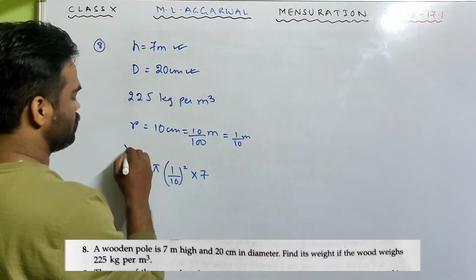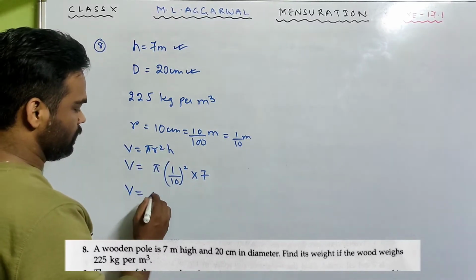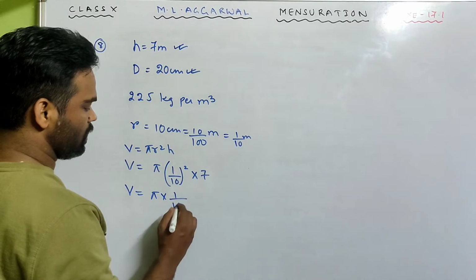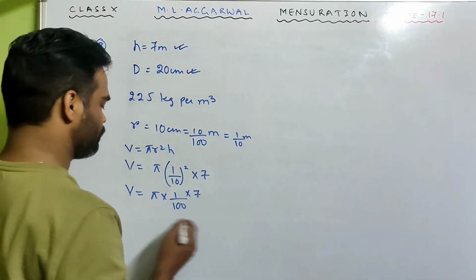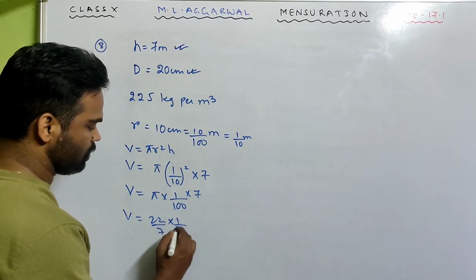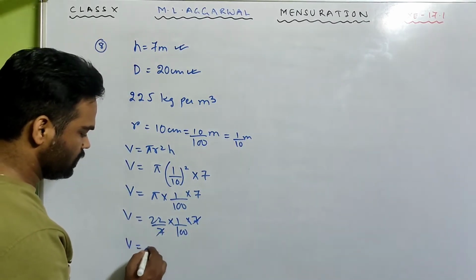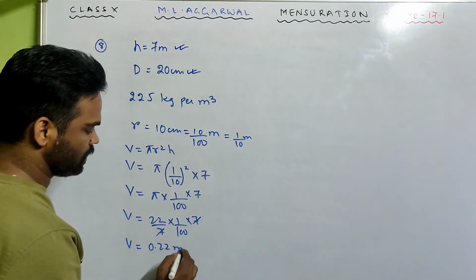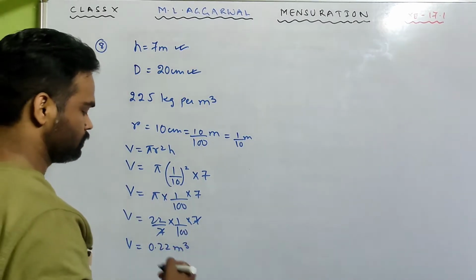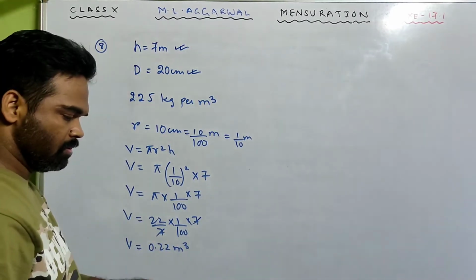Volume is what? Pi r square h. So volume will be pi into 1 by 100 into 7. Just substitute the value of pi, 22 by 7 into 1 by 100 into 7. 7 cancels out. So volume is 0.22 meter cube. Now what have they asked for?